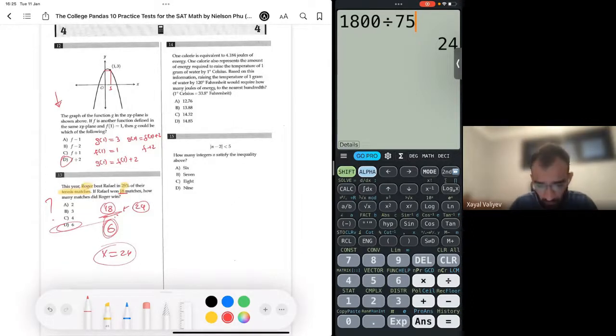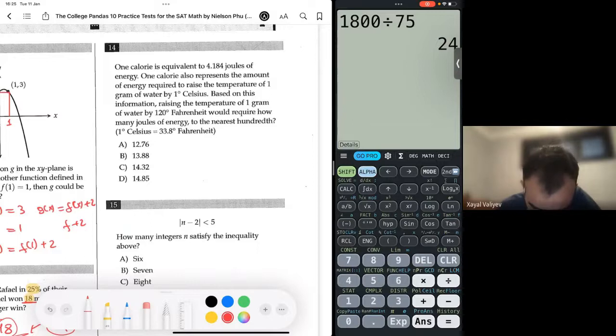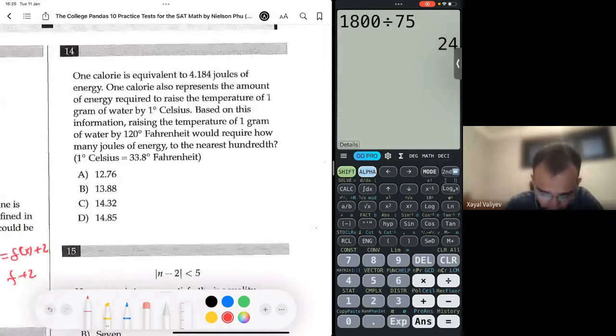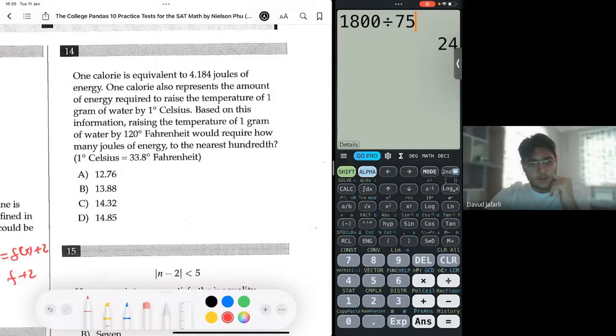I'll just check this question one more time. Next question, 14. One calorie is equivalent to 4.184 joules of energy. 1 calorie also represents the amount of energy required to raise the temperature of 1 gram of water by 1 Celsius degree. Based on this information, raising the temperature of 1 gram of water by 120 Fahrenheit would require how many joules of energy to the nearest 100?